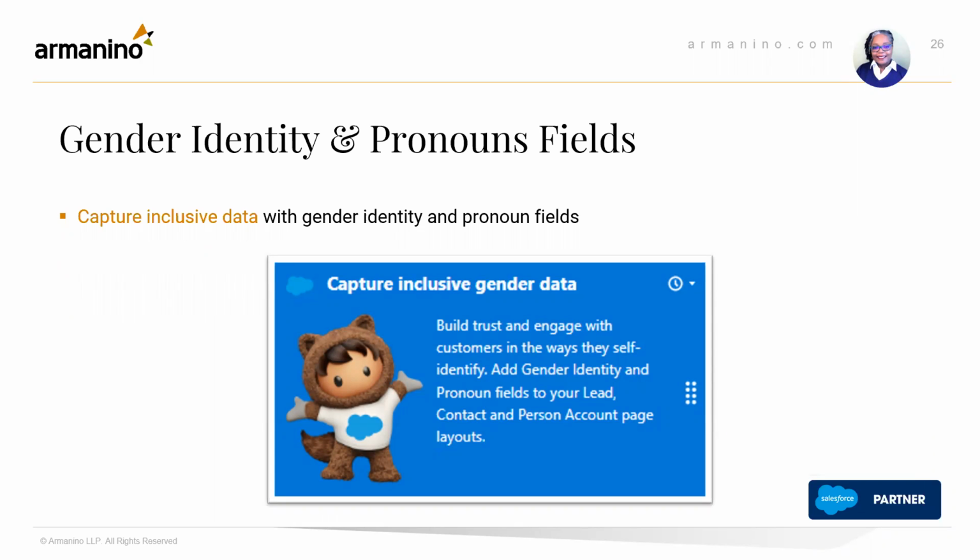Boost your data quality, build trust, and engage with customers in the ways they self-identify with gender-inclusive fields. Pronouns and gender identity are now included as an optional pick list field on the lead, contact, and person account objects. Use the vetted default value set, or you can add your own pick list values to get a full picture of your constituents. Be sure to review any privacy implications of collecting this data before adding the new fields to your page layouts.